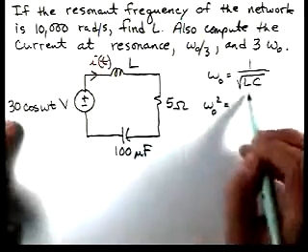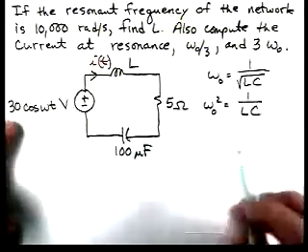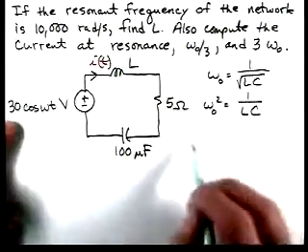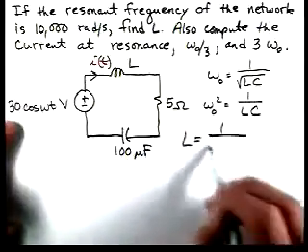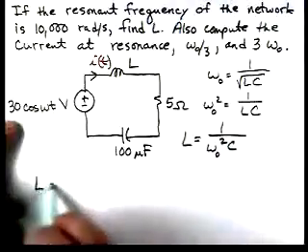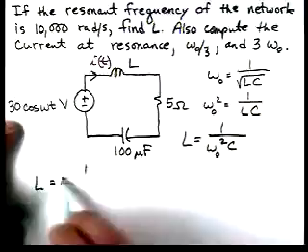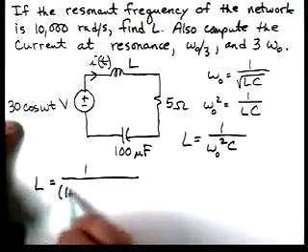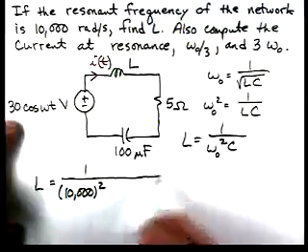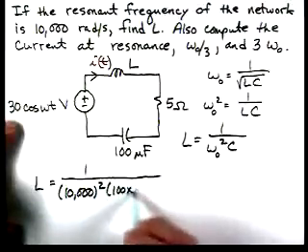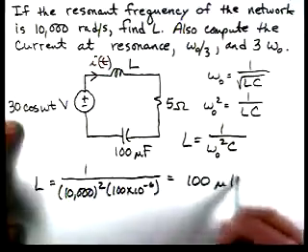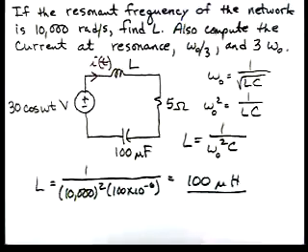So if we square both sides, we get omega naught squared is 1 over LC. So L is 1 over omega naught squared C. So L is 1 over 10,000 squared times 100 times 10 to the minus 6. And that says that the value of L is 100 microhenries.